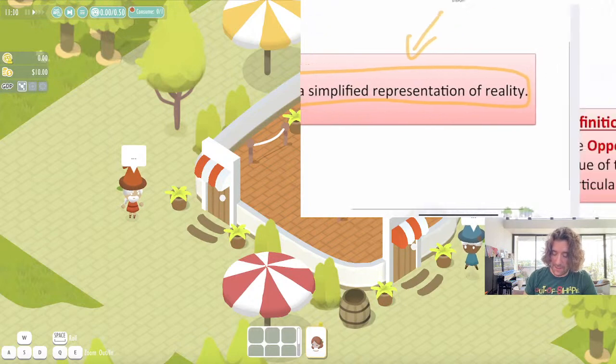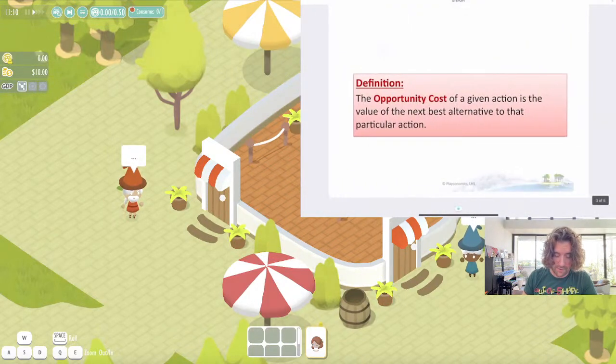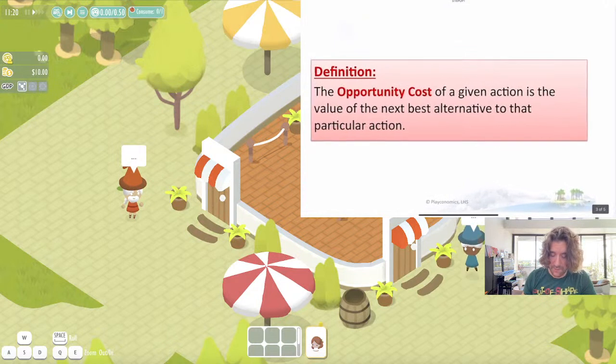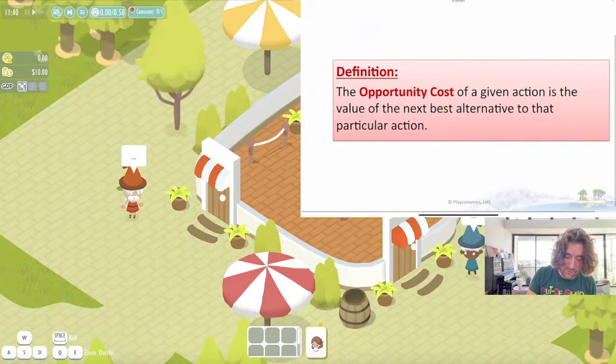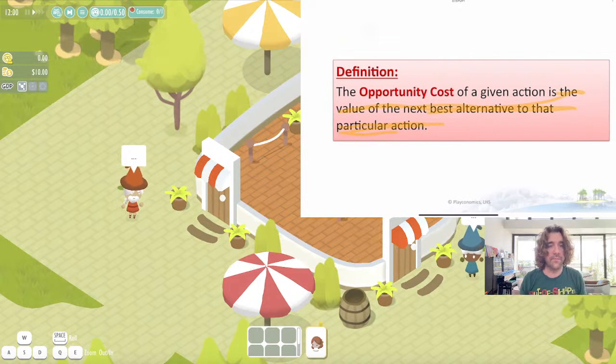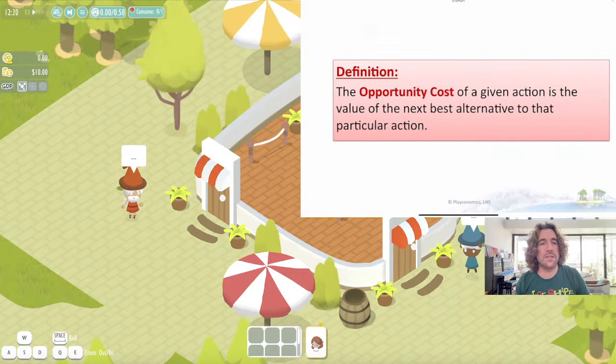What's going to be important here is to understand the definition of opportunity cost. Opportunity cost of a given action is the value of the next best alternative to that particular action. So this is the definition of opportunity cost. Not necessarily the cost per se of, for example, purchasing an apple, but what are you losing by purchasing that apple? What are the resources that you are using, and especially how you could have used these resources for an alternative purpose?